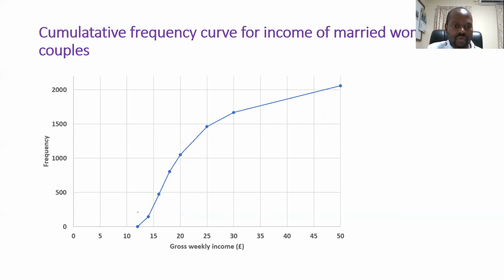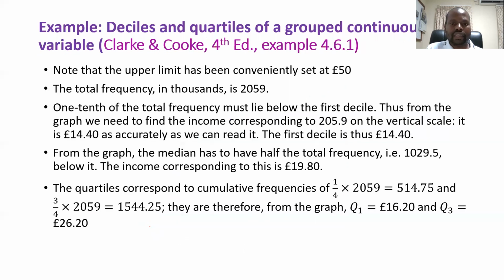If we go across and come somewhere here, we know this is 144, and then here 205. So it should be somewhere around the value 14. If we had a graph paper, it would be easier to approximate that. But what I'm saying is that 1/10 of the total frequency must lie below the first decile. Thus, from the graph, we need to find the income corresponding to 205.9.